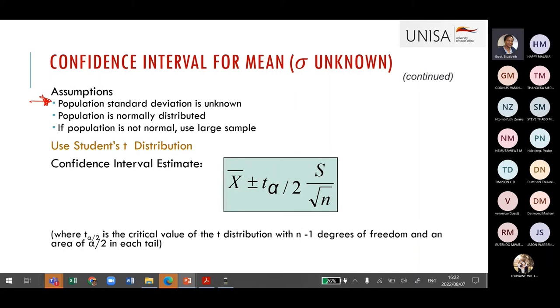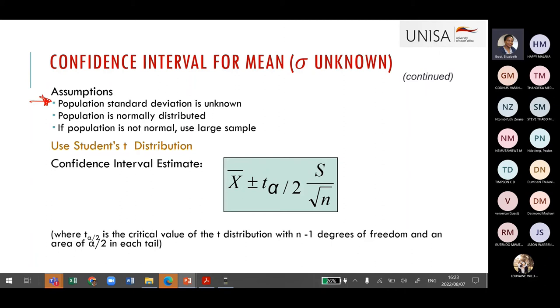Did they give you the population standard deviation or did they give you the sample standard deviation? How will you know that? Sometimes the question might say, from the population, this is the standard deviation, this is the mean. Sometimes they might say, from the sample, the mean is, and the standard deviation is from the sample. Then you will know that we're talking about the sample standard deviation and sample mean. Or they will give you S equals, and you will know that that is a sample standard deviation. So we're going to use the student T distribution to find the confidence interval.